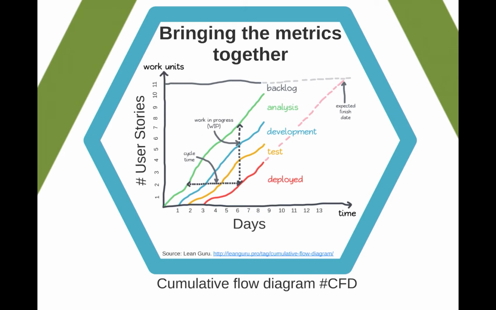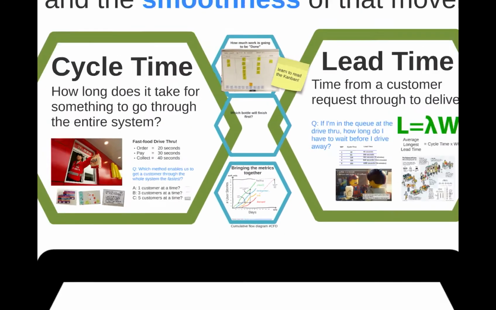If I increase the number of items that I have in flow at the same time, so in progress, the lines will start to diverge. And it means that for delivery, for the stuff deployed, this will take longer, because cycle time will increase. Pretty simple.